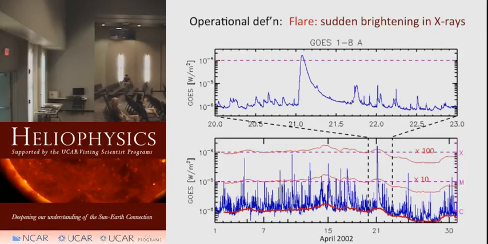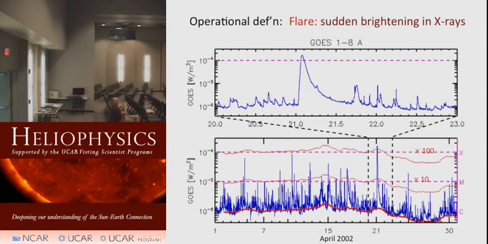A brightening in X-rays is a flare, but we categorize the flare according to how high this peak is. 10 to the minus 4, anything above that is what's called an X flare. 10 to the minus 5, anything above that is called an M flare.